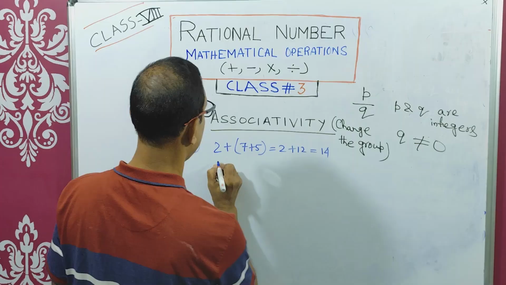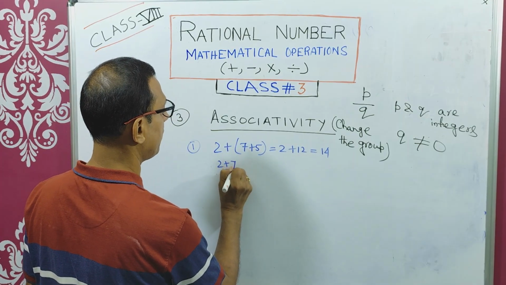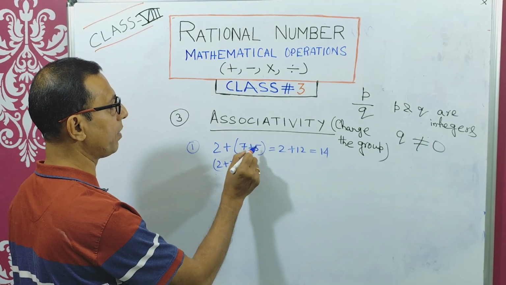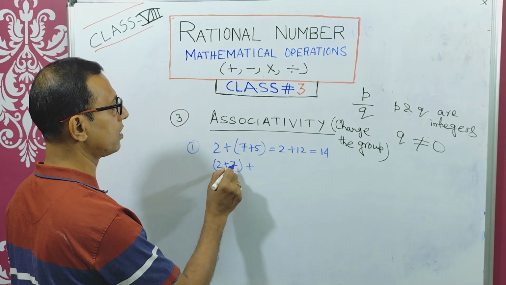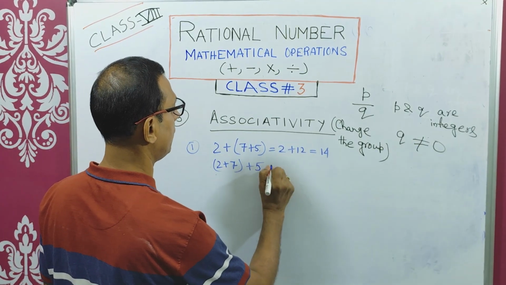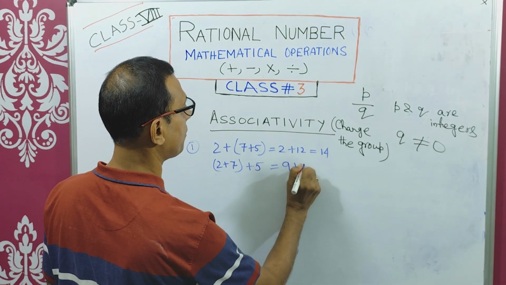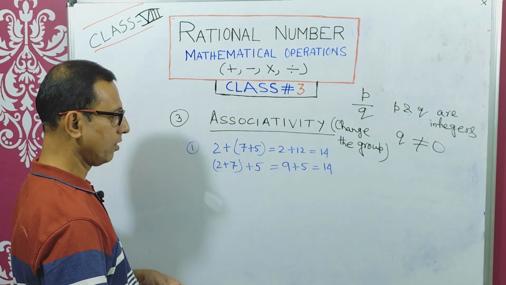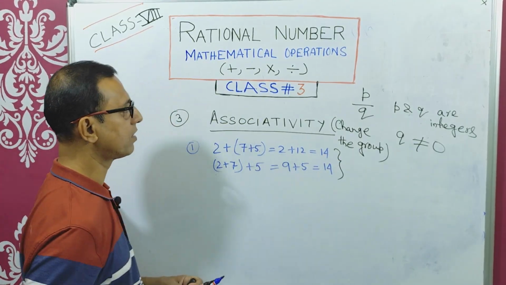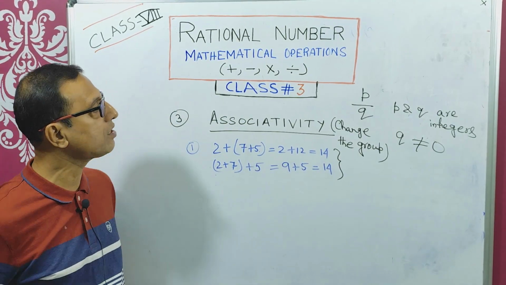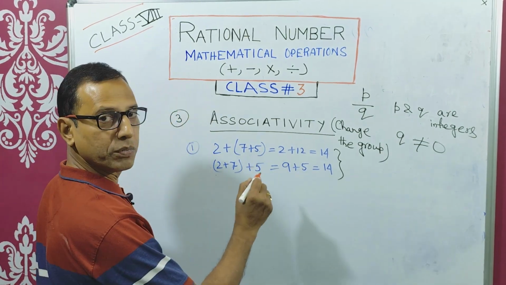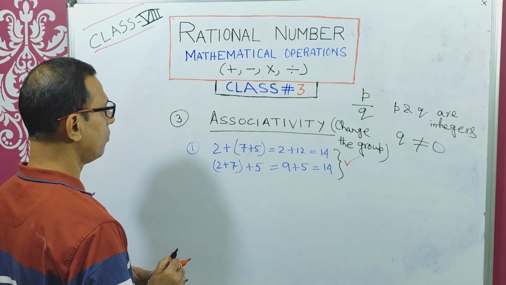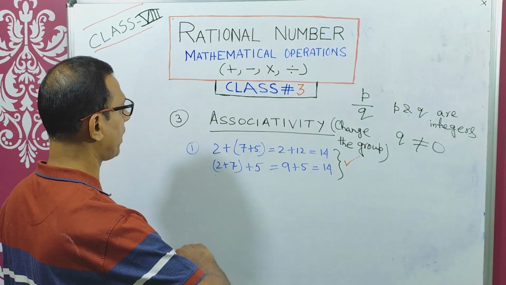And if I say 2 plus 7, here I am changing the group. Here it was 7 plus 5, 2 was alone. Here it is 2 plus 7, 5 is alone. So changing the group, here also 9 plus 5 equals 14. That means these two are the same. That means it supports associativity. So if you change the group, it doesn't matter for addition. It supports associativity.